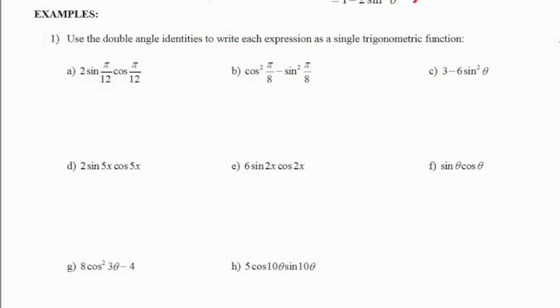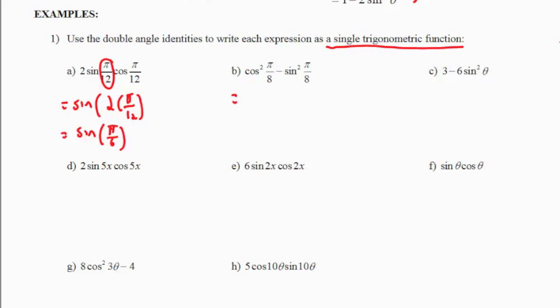So, first one here with A. We have 2 sine of pi over 12 cos pi over 12. That should scream at you that this is actually equal to the sine of 2 times theta, and theta in this case is pi over 12. And we end up with the sine of pi over 6. Now, you could use exactness to find out what the sine of pi over 6 is, but in this case, we wanted it as a single trigonometric function, so leave as is, okay?